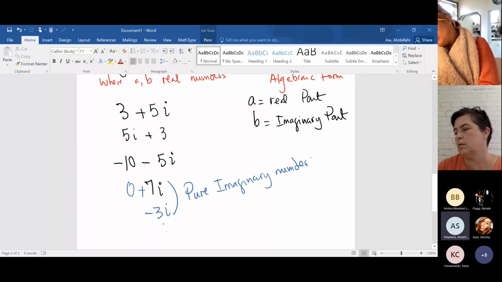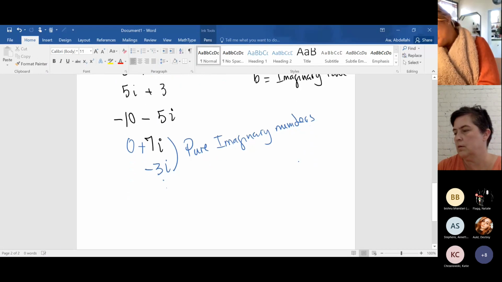Pure imaginary numbers because they don't have the a. The a is not there, right? Okay, that's for vocabulary. Okay, now look, is 8 a complex number?